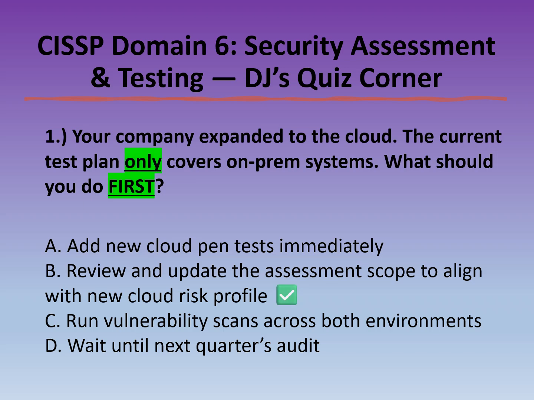The correct answer is B. Review and update the assessment scope to align with new cloud risk profile. CISSP logic equals alignment and scoping before execution. Don't jump to action without validating coverage first.